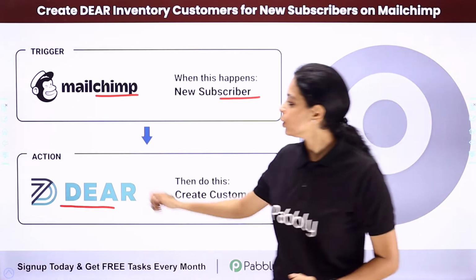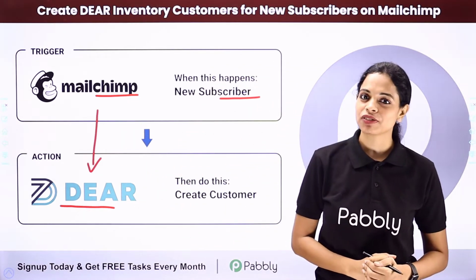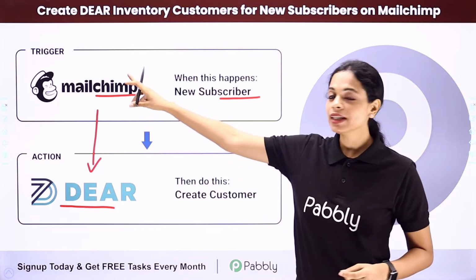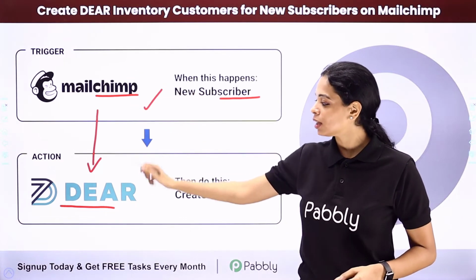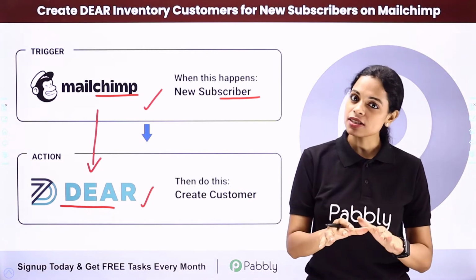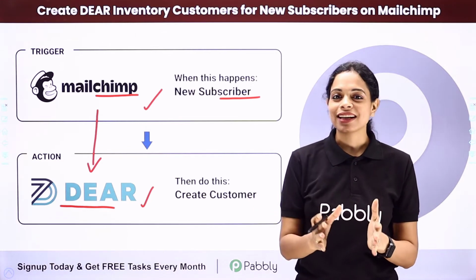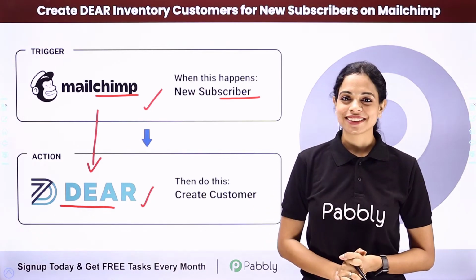For this you will have to integrate these two applications and the same can be done using Pabbly Connect software. Here your trigger application would be Mailchimp and your action application would be Dear Inventory. Now how can you do this yourself? Integrate and automate this entire process. To understand that, let me take you to my screen.